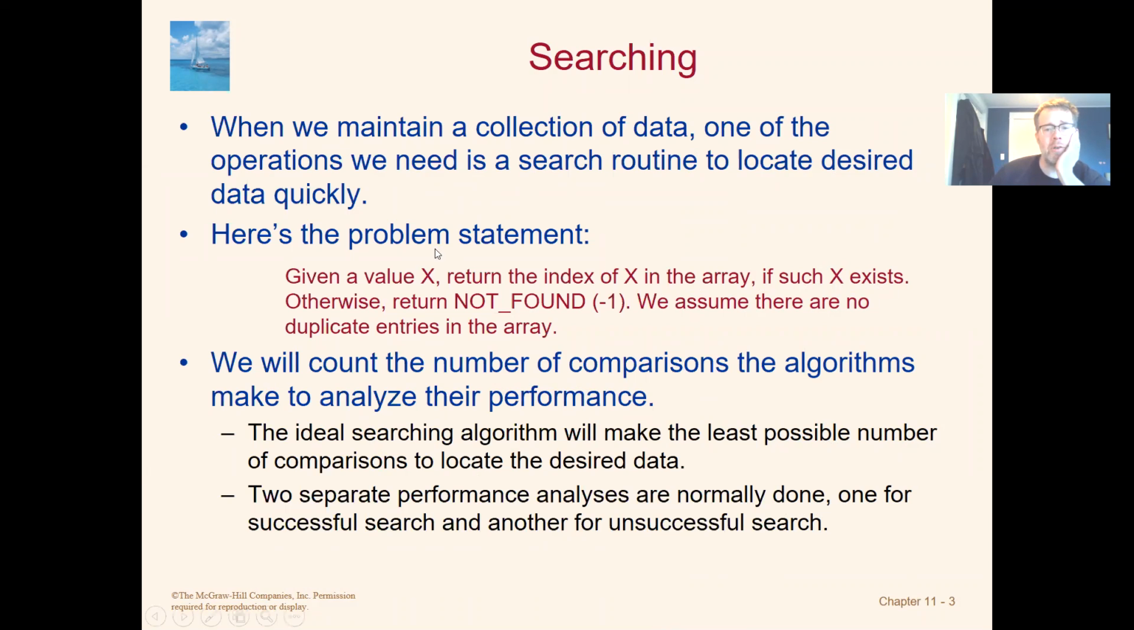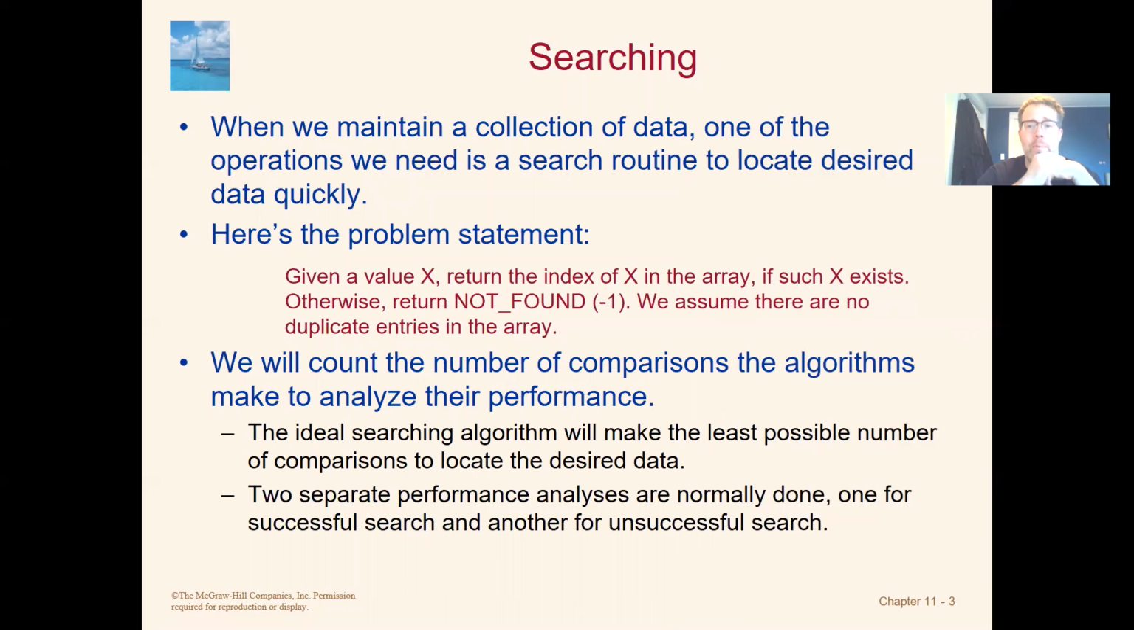Essentially, we know any array will have the lowest index value being 0, so we can use -1 as a safe code for the thing is not found, because we know no array index will ever have a negative value. And we also make the assumption that there are no duplicate values in the array. We don't have two invoices with the same number.